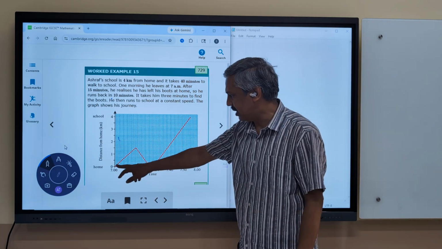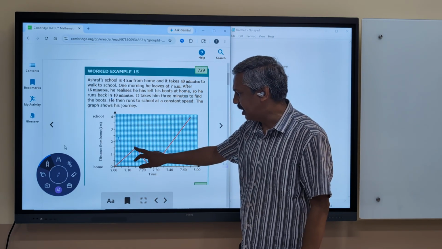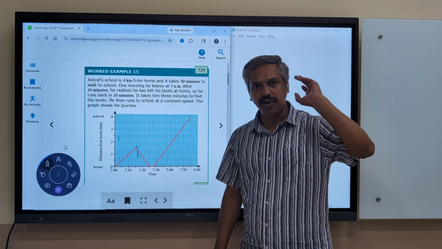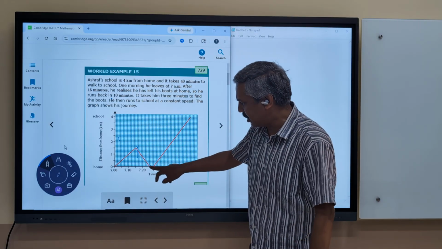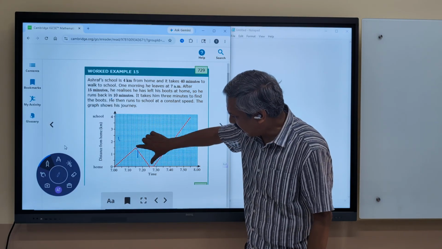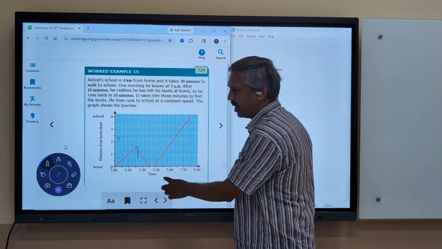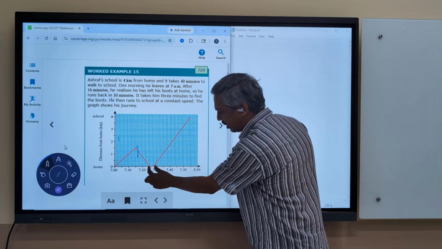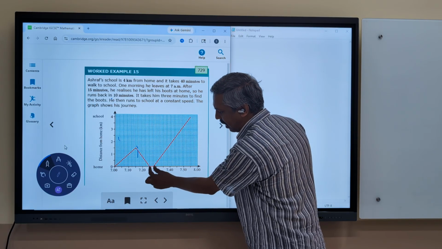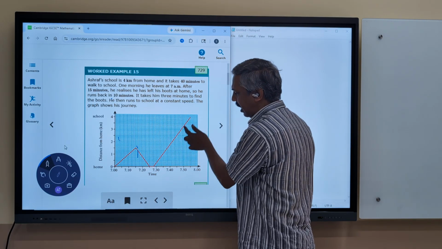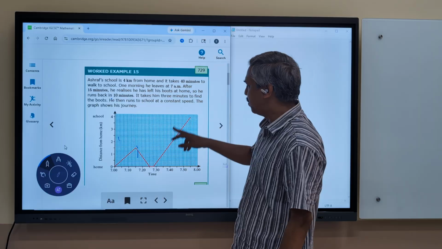So at 7 he starts, 15 minutes he walks and he reaches, he's forgotten something. Immediately he runs back. He is not taking 15 minutes to reach back. He is taking only 10 minutes to reach back because he is running. He reaches there, 3 minutes are spent here to find the boots. And then he runs at a constant speed.